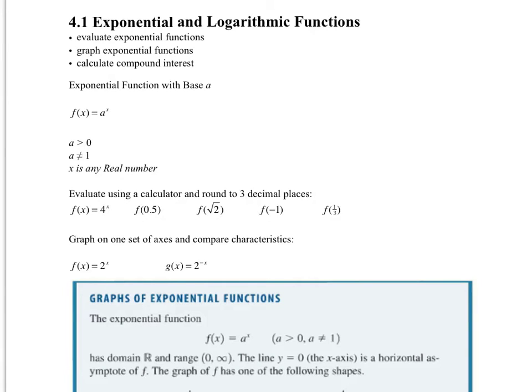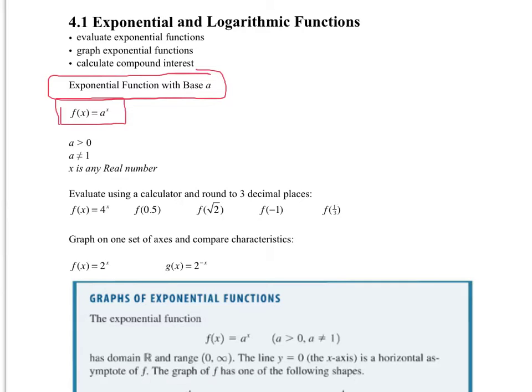So there are just a couple of things that you need to take away from this first section. The first thing is this new function, the exponential function with base a. The notation for that is given right here: f of x equals a to the x power. Here we see that the variable x is actually the exponent. So it's important to remember that the variable is the exponent.